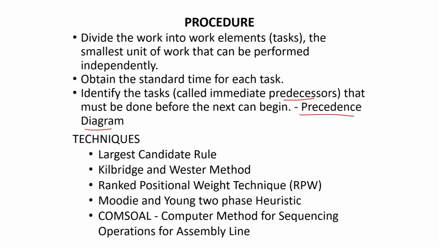We have several techniques. I have listed only 5 here, which I am going to discuss, but there may be another 10-15 or even more techniques available. But to understand the basic concepts behind them, we will discuss these 5 techniques in this session. These are the largest candidate rule, Kilbridge and Wester method, ranked positional weight technique, Moodie and Young two-phase heuristic, and COMSOAL. COMSOAL is the computer method for sequencing operations for assembly lines.